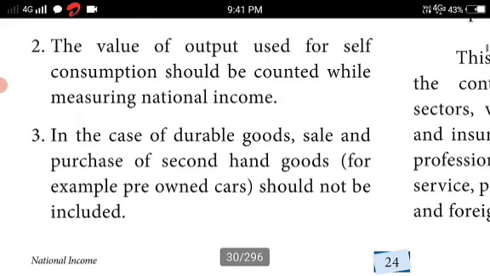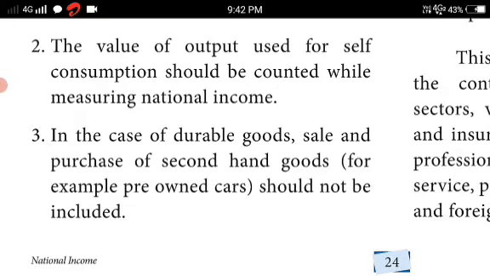The value of output used for self-consumption should be counted while measuring national income. So here the self-consumption should be counted. But in reality, we do not consider self-consumption. That also we are neglecting. So a fake result will be there, isn't it?